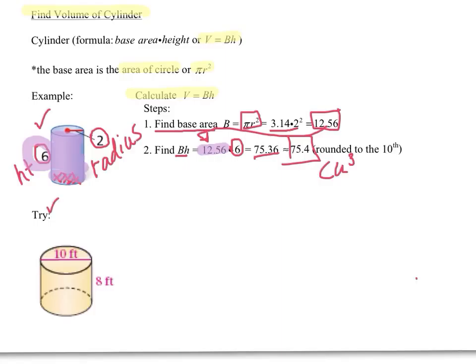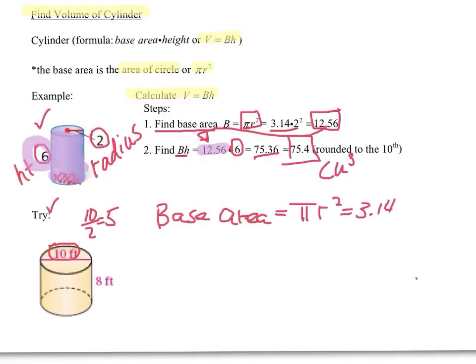Now, you try this one. Turn your computer off and try it. This number 10 represents a diameter, and a radius is 1/2 of a diameter, so the radius would be 10 divided by 2, which equals 5. So we first have to calculate the base area, which is the area of a circle. It's pi r squared, which is going to be 3.14 times our radius, which is 5, and we square that. That will become 3.14 times 5 squared, which is 25, and ultimately that ends up being 78.5 feet, and these are square feet at this point.